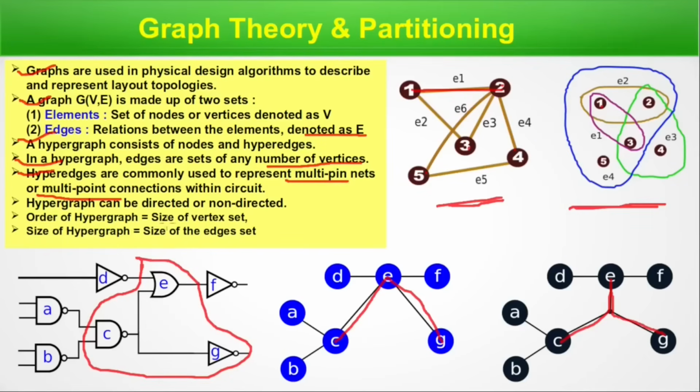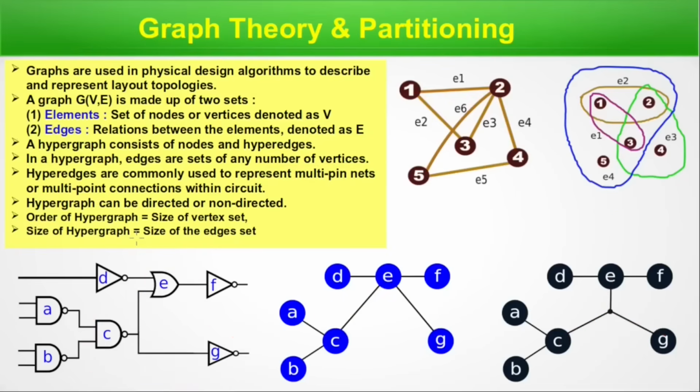So the order of a hypergraph is the size of the vertex set, and the size of a hypergraph is the size of the edges set. This is the definition of order and size of a hypergraph. So we are done with this slide. This is the very basics of graph theory, and with a very small circuit we just tried to show how it can be represented, for understanding only. Now we will move to our next slide.